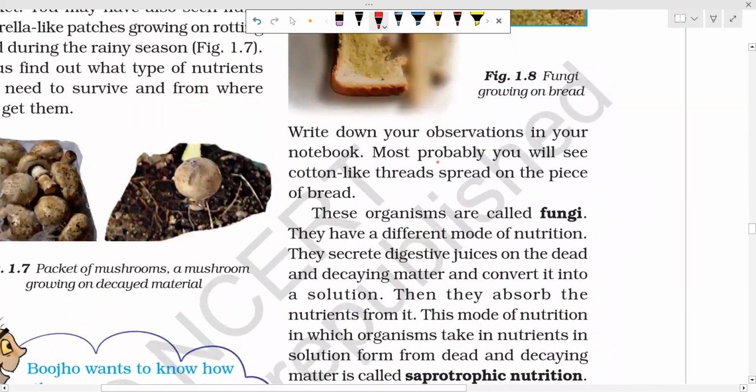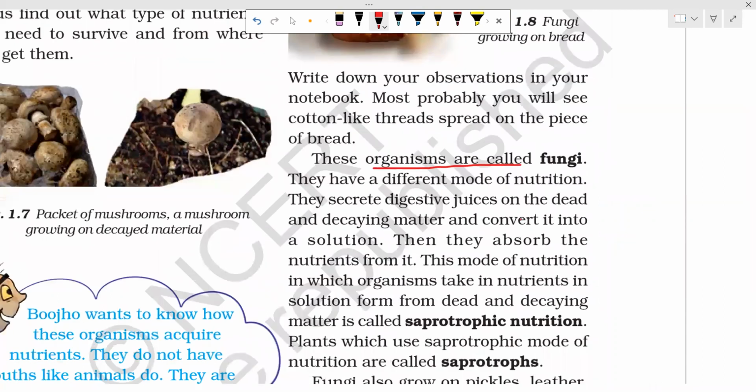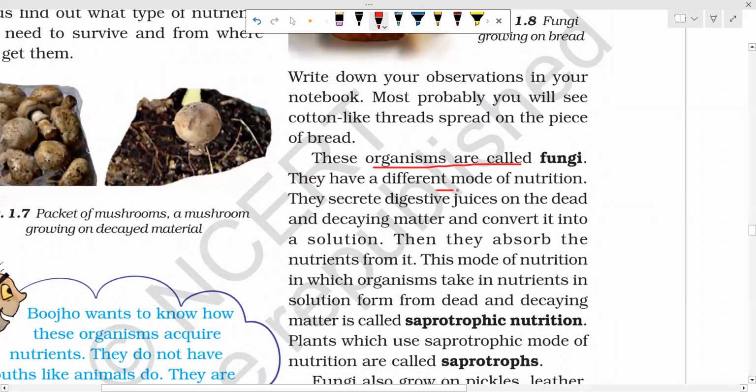This fungus will grow on decayed matter. The matter that has died and is slowly decaying, the fungus grows on it. The organisms which grow on dead and decaying matter are called fungus or fungi. They have a different mode of nutrition. They secrete digestive juices on the dead and decaying matter and convert it into a solution.